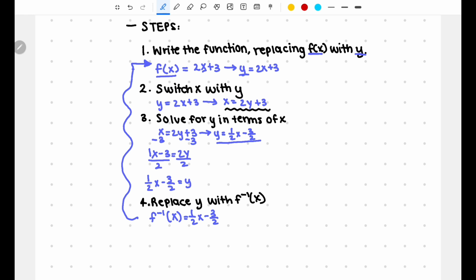F of x is equal to 2x plus 3. Basically, all we did is solve for x and just switch the notation. I just did a little bit more step by step so that it's easier and you don't get confused, you can just switch it in the first place.